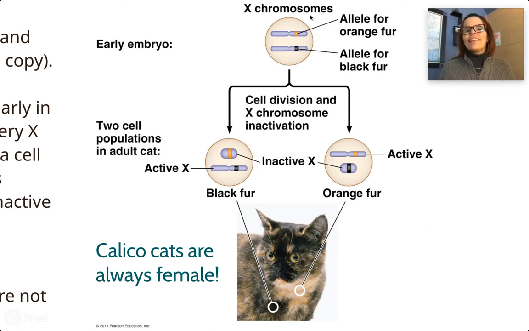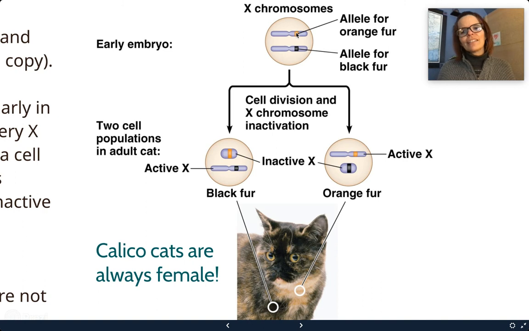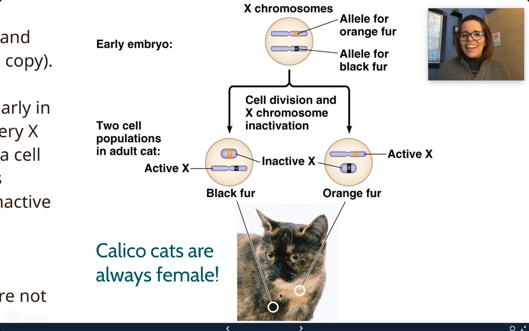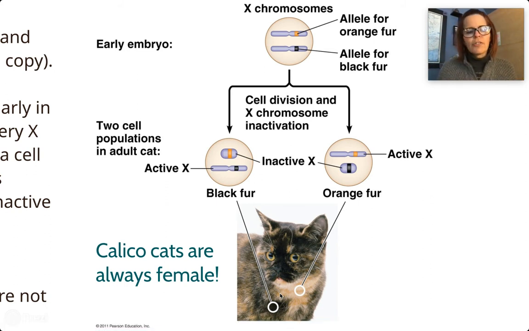So this particular calico cat has an allele for orange fur and an allele for black fur. In some of its cells, the orange was inactivated. In some of the cells, the black was inactivated. And so you end up with a cat that is a patchwork of black and orange. And they are always female cats. You can just tell by looking at them that they are female cats.